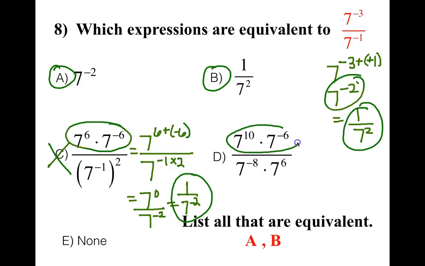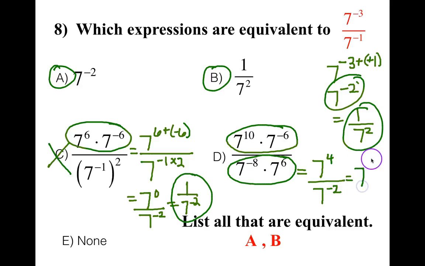Okay, now let's take a look at this one. I'm going to have to simplify the numerator. Since it's multiplying, I'm going to go ahead and add these exponents, giving me 7 to the 4th power. And here, since we are multiplying, we can also add these exponents. Negative 8 plus 6 is a negative 2. So now this can be rewritten as 7 to the 4 minus negative 2. Add the opposites, and you're going to get 7 to the 6. So D is definitely not equivalent. So I'm just going to say that the only ones that are equivalent are A and B.